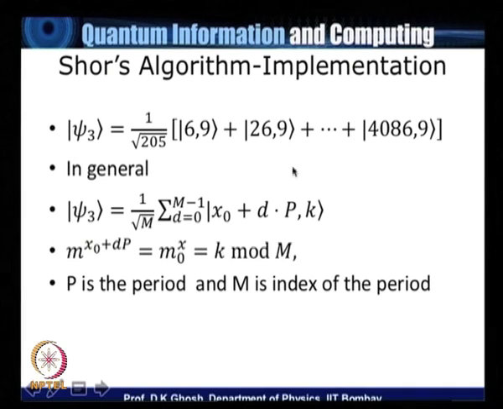Supposing my measurement in the second register is k, then the first register will have x0, which is the starting point, plus the position in the period. Is it in the first period, which you may call 0, d equal to 0, second period, third period, etc. So d is a running index on that, times period. So this is exactly what is written down here.